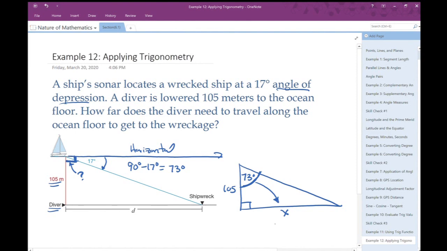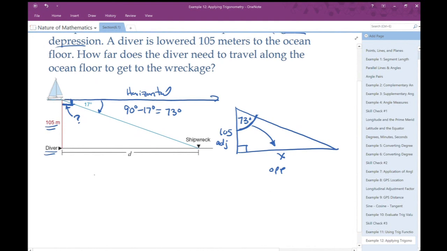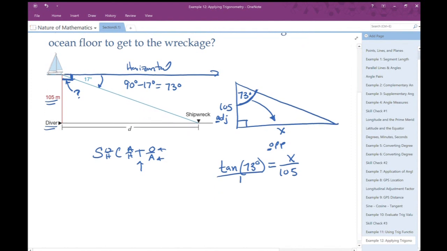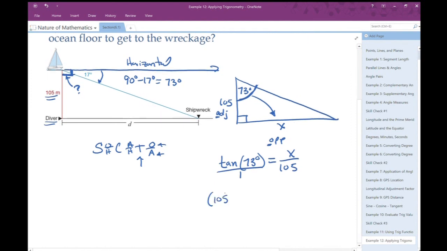So now that we know that is 73 degrees, we can say from this angle's point of view, we have opposite and we have adjacent. So we go back to SOHCAHTOA and we say which of these trig functions uses opposite and adjacent. Well, here's the O and the A, so we're going to use the tangent function. Tangent of 73 degrees is equal to opposite x over adjacent, which is 105. We write this as a proportion. We cross multiply. 105 times tangent of 73 degrees equals x.